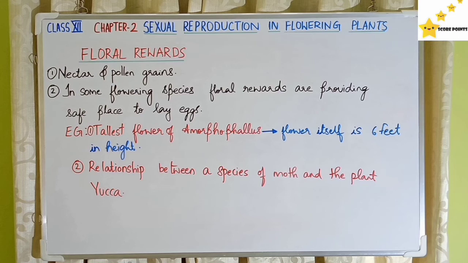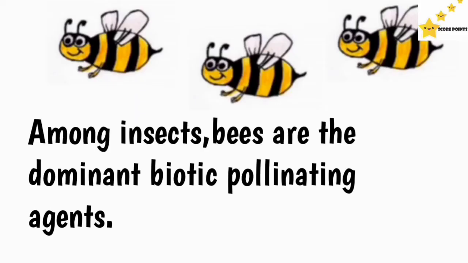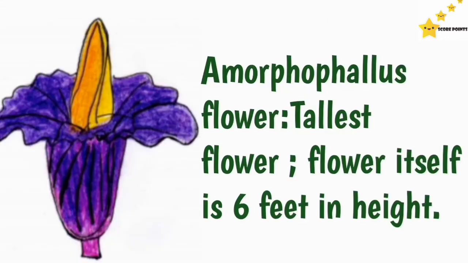Relationship between species of moth and the plant yucca. Among the insects, bees are the dominant pollinating agents. Insects usually visit the flower and they come in contact with the anther and stigma. The body of the animal gets a coating of the pollen grains, which are generally sticky in animal pollinated flowers. When the animals carry the pollen on their body and come in contact with the stigma, it brings about pollination.